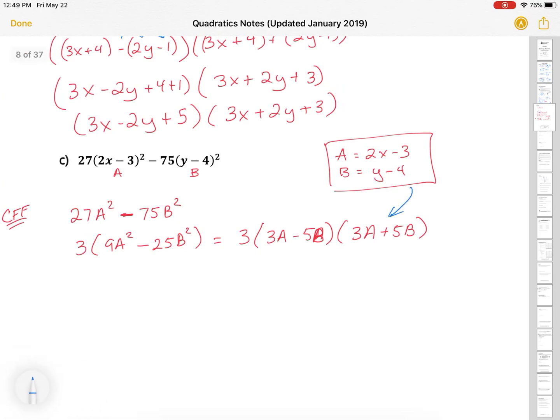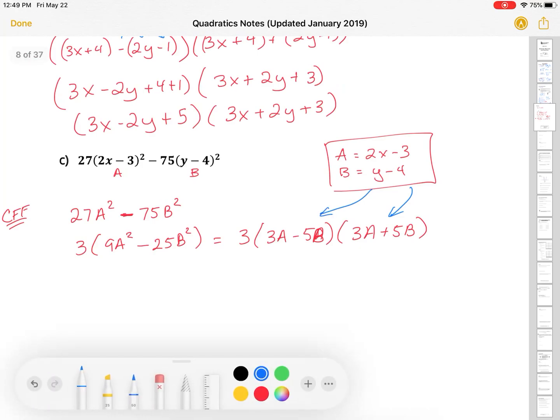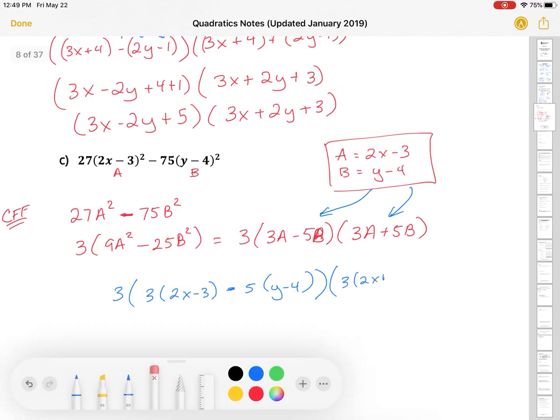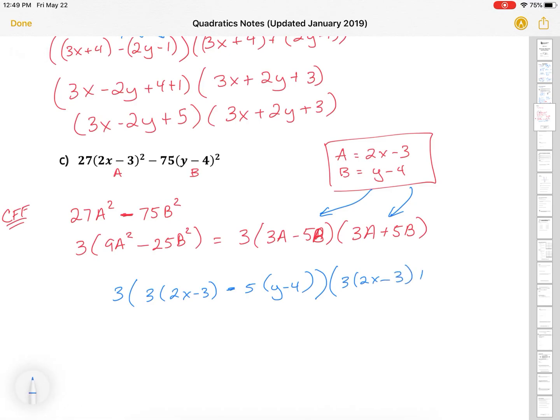Now, at this point, I'm going to substitute back in my terms. So I would get 3 times 2x minus 3 minus 5 times y minus 4. And then 3 times 2x minus 3 plus 5 times y minus 4. Okay, big old mess, but we can do it. We take our time and just go step by step by step.